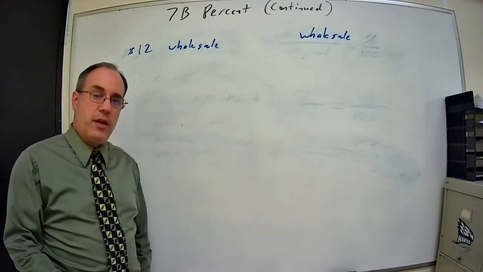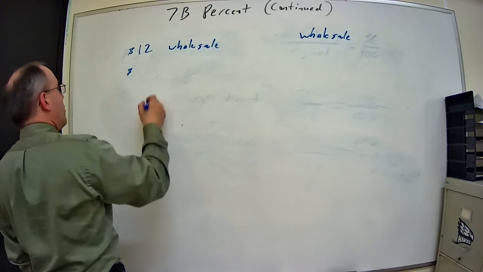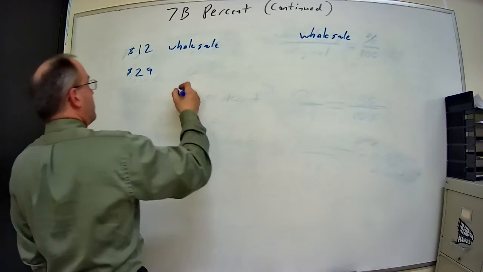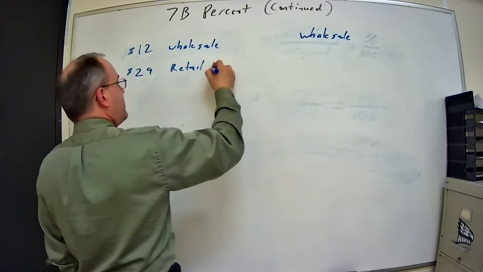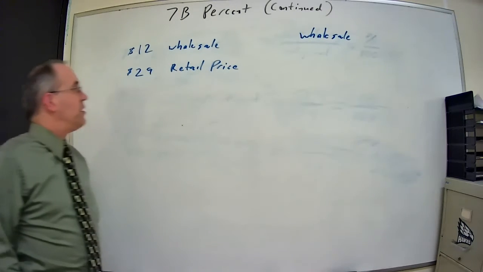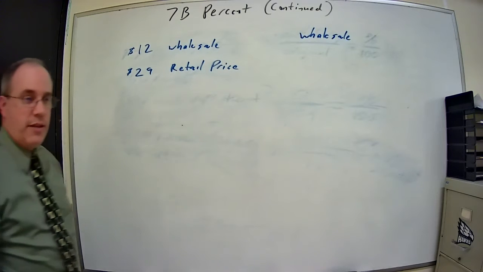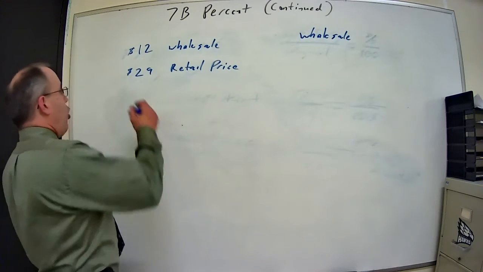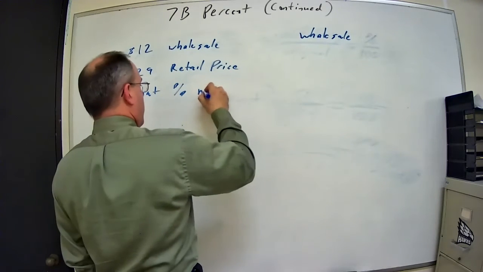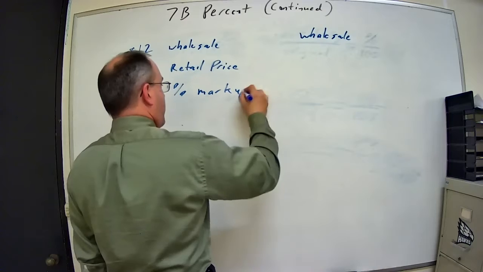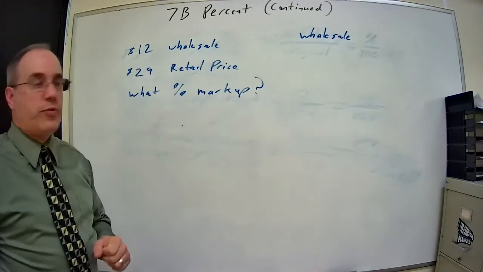And then I go and sell that shirt for $29. And that's the retail price, right? So the wholesale, I bought it for 12, I sell it for 29. So my question is, what percent markup did I make on that sale? It started as 12 and I sold it for 29.